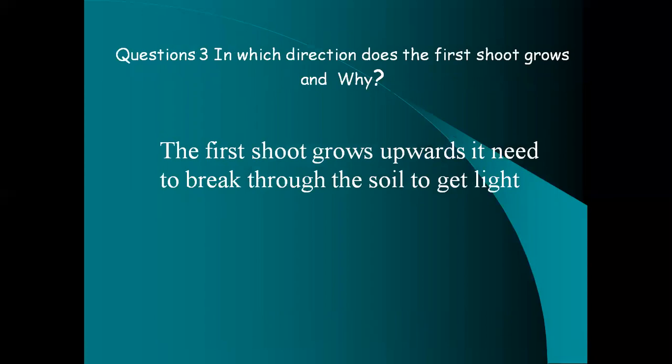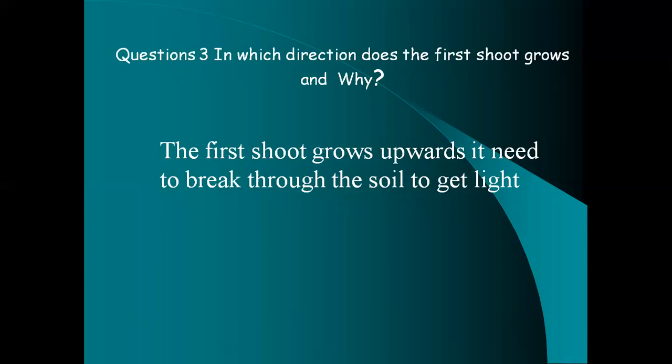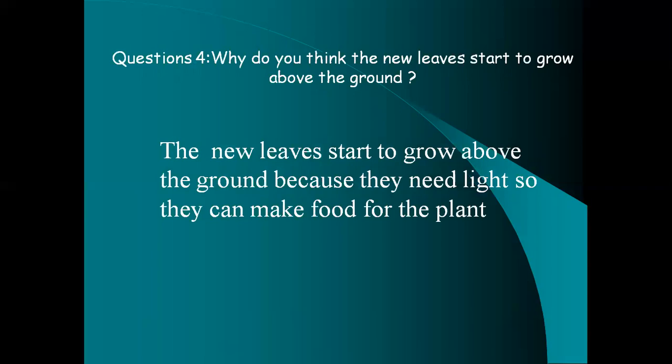Question number 3. In which direction does the first shoot grow and why? The first shoot grows upwards. It needs to break through the soil to get light. Shoot grows outside of the soil to get light. That helps it grow and helps it to make food. Why do you think the new leaf starts to grow above the ground? Same as the shoot, the new leaf also starts to grow above the ground, because they need light so they can make food for the plant with the help of photosynthesis.